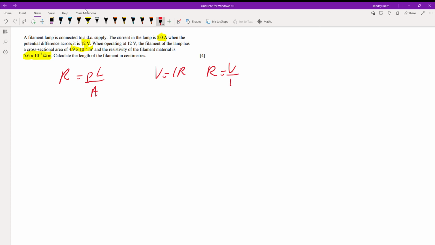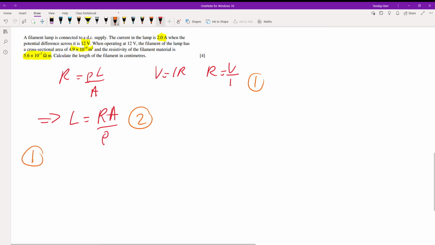So if we find the resistance first, using V over I, because we're given the potential difference at 12 volts and the current, then we can use our resistivity equation, and what can we do? We can make L the subject. So L is equal to R A over rho. First thing we need to do is find the resistance, then use this. So that's what we'll do.